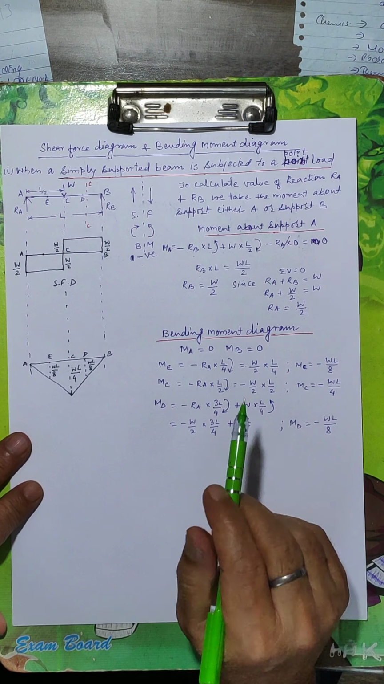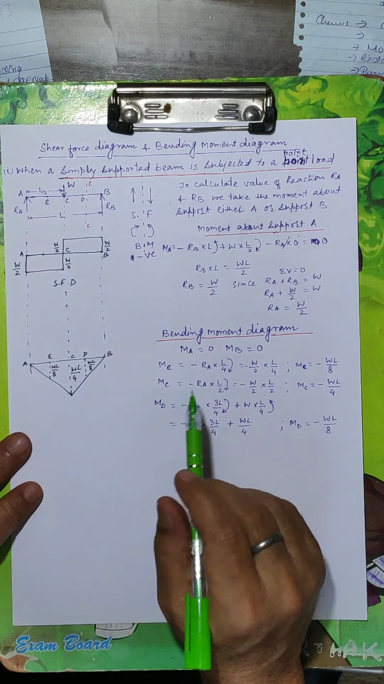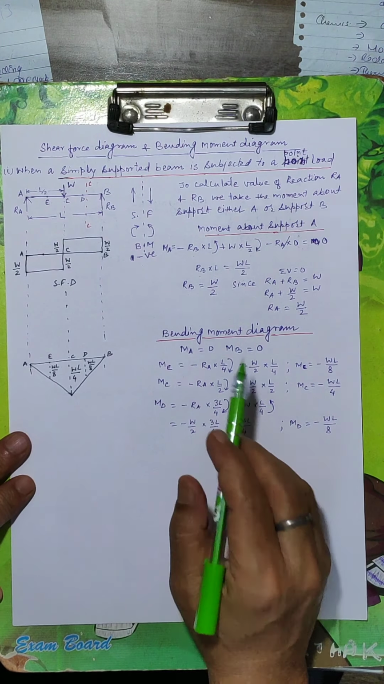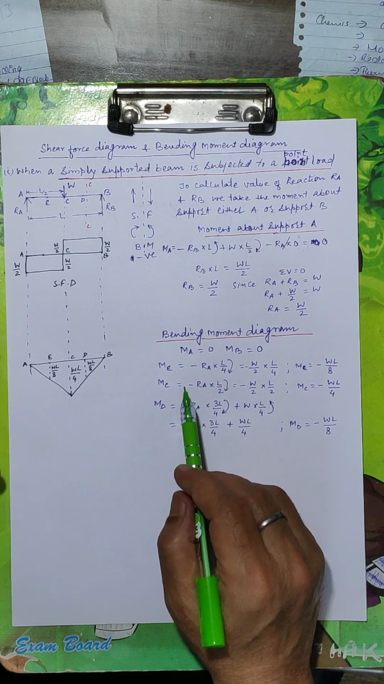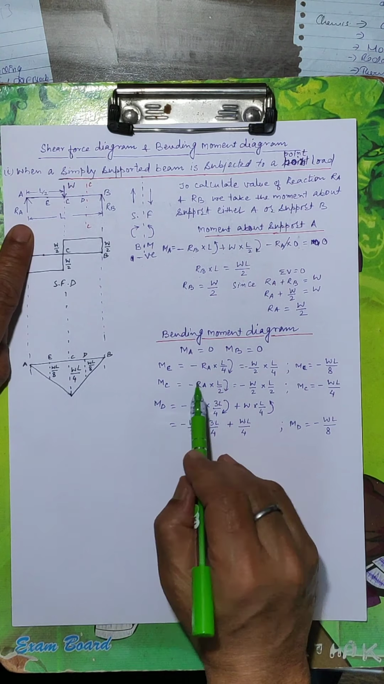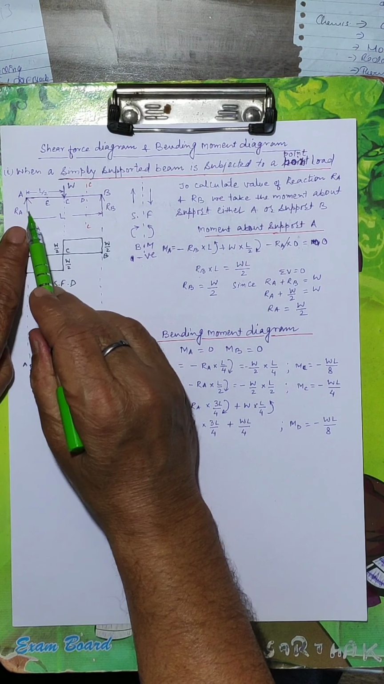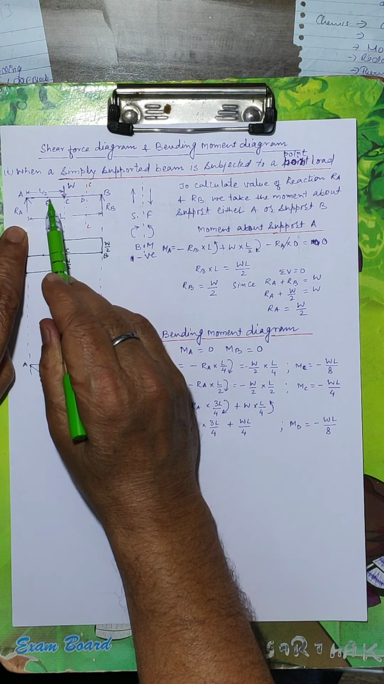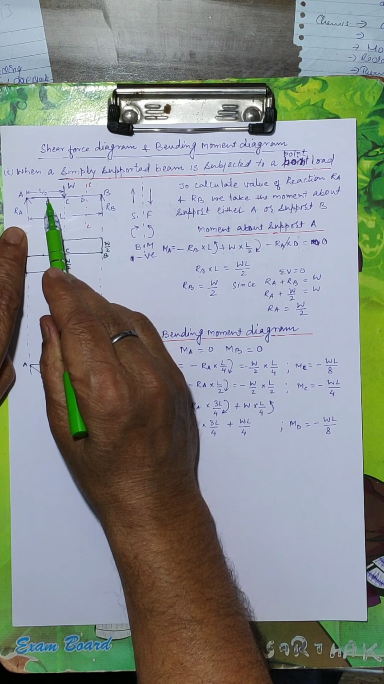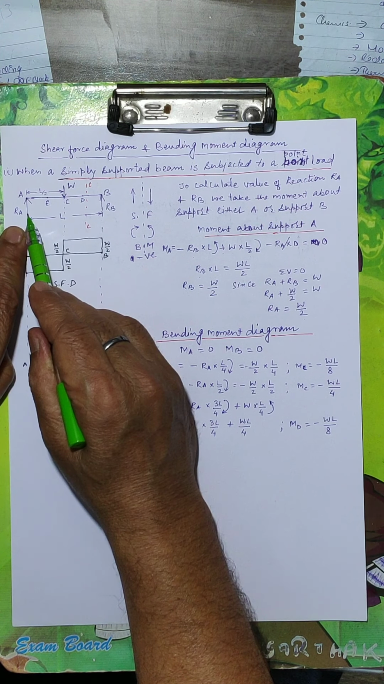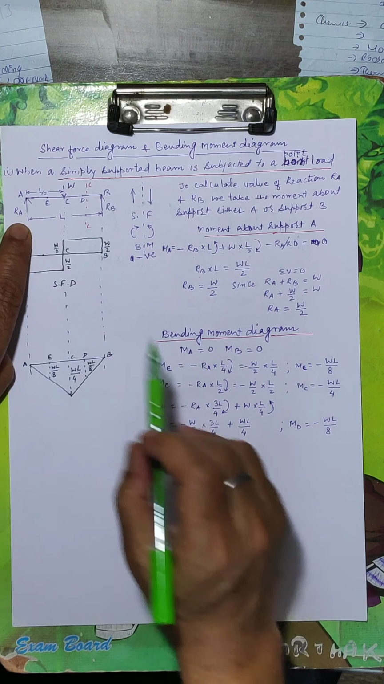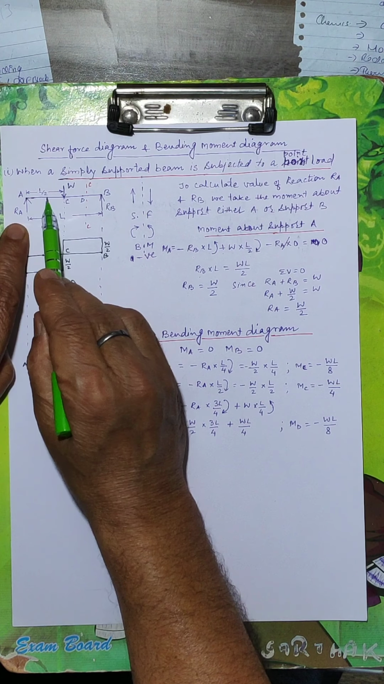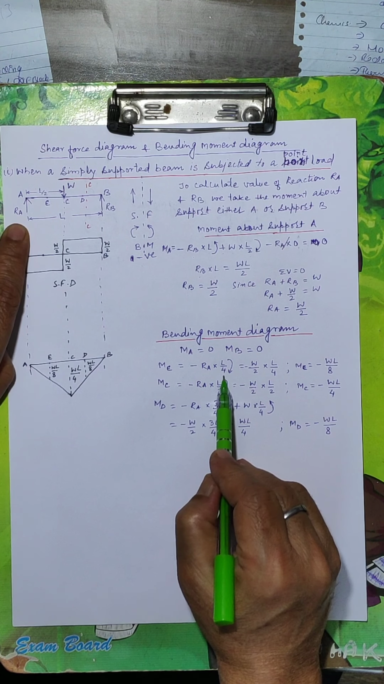Then we take the section at E. That means we want to calculate the moment at E. Moment at E, on the left side of this section E, there is reaction force RA, then RA multiplied by the distance from A to E, that is L by 4.